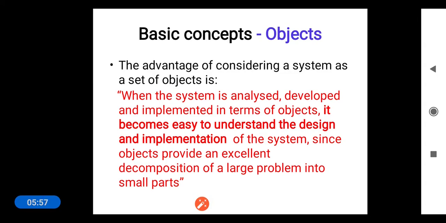the system is analyzed, developed and implemented in terms of objects, it becomes easy to understand the design and implementation of the system, because the objects provide an excellent decomposition of a large problem into small parts. Whenever a big problem is decomposed into sub problems, we can understand that problem much more easily. If we are able to understand it, then obviously we will be able to implement it in simple steps. That's the main advantage of considering a system as a set of objects, and that's the beauty of object oriented programming languages.